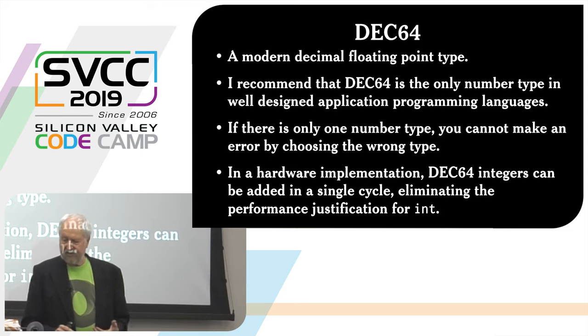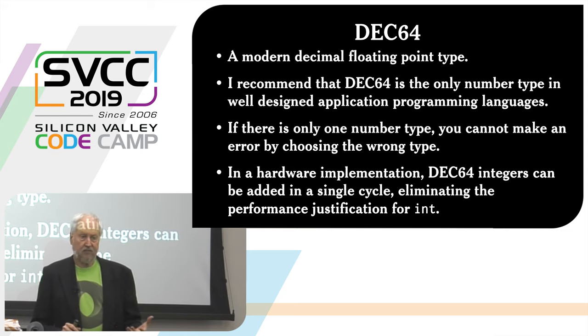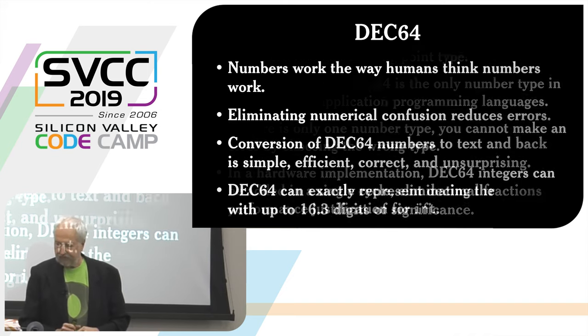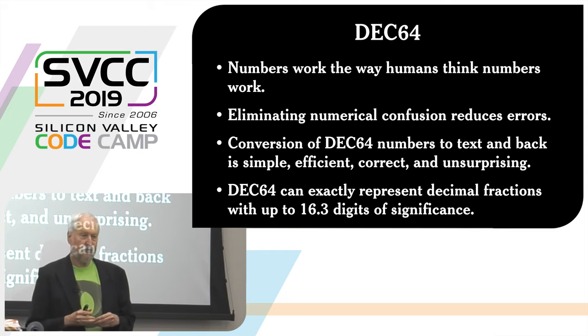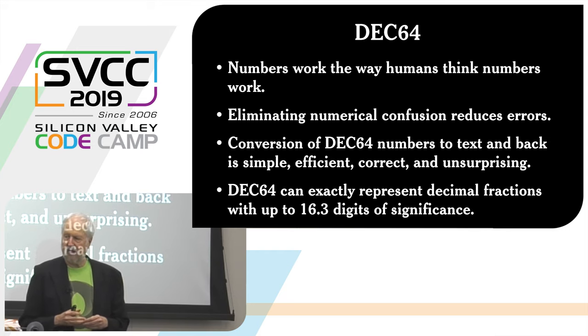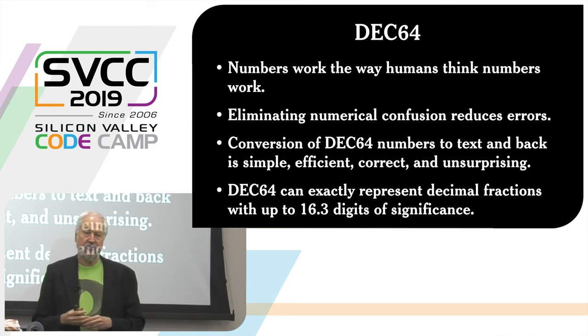And in a hardware implementation, these integers can be added in a single cycle, which means that the excuse for why we need ints goes away. There's no performance argument anymore. These will run just as fast in that case. So these numbers work the way that humans think numbers work, which is good. It eliminates numerical confusion, which reduces errors. Conversion of DEC64 numbers to text and back is simple, efficient, correct, and unsurprising. And it can represent decimal fractions up to 16.3 digits, which is quite a lot of digits. Most applications can live very easily in that space.